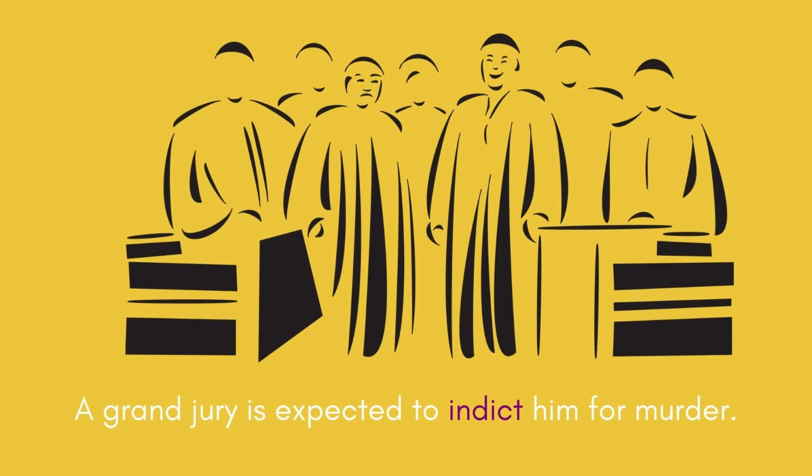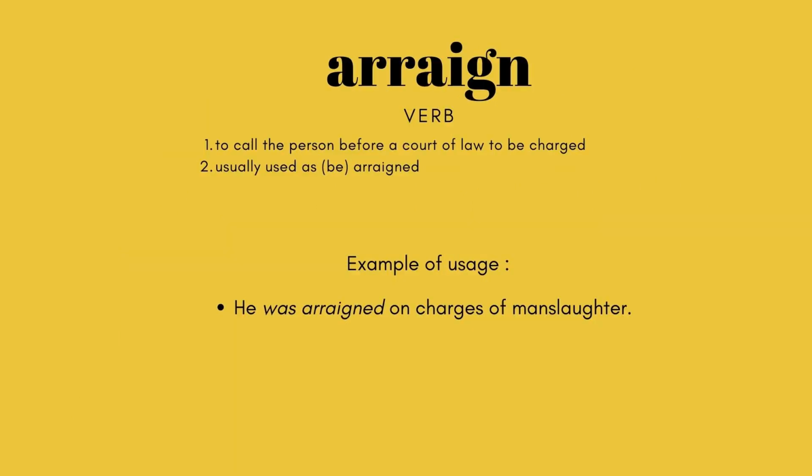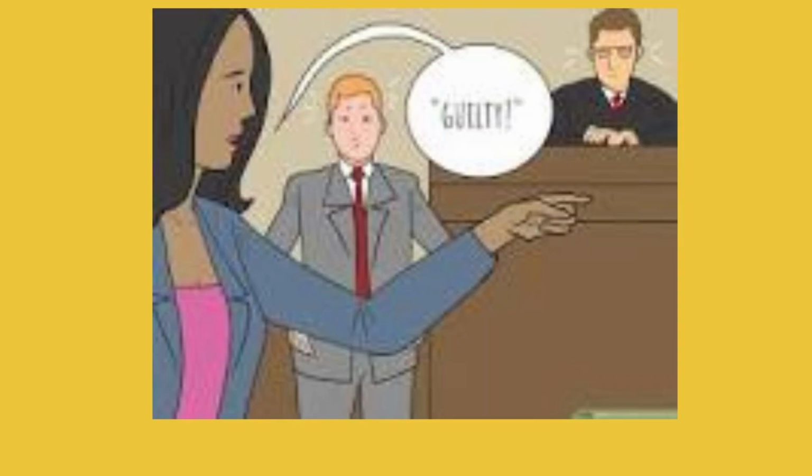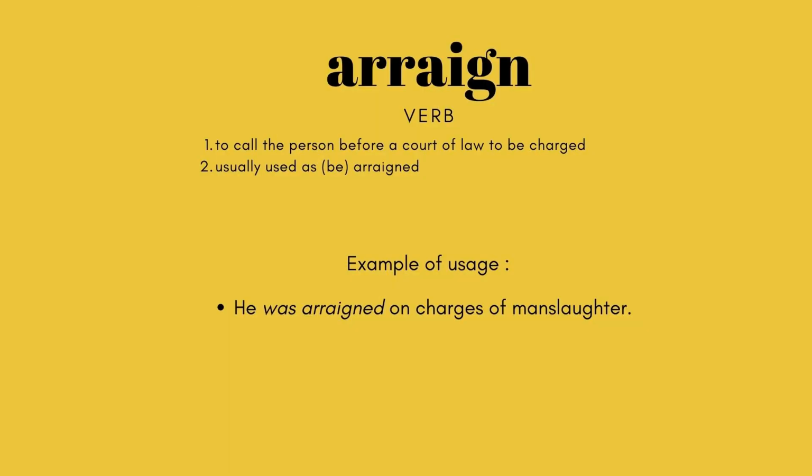Look at this example. A grand jury is expected to indict him for murder. Now, this would refer to that a formal charge has been leveled at this person. To arraign someone is to call the person before a court of law to be charged. It's like you are presenting an account, a record of the thing the person has done wrong. You're outlining a formal charge in court.